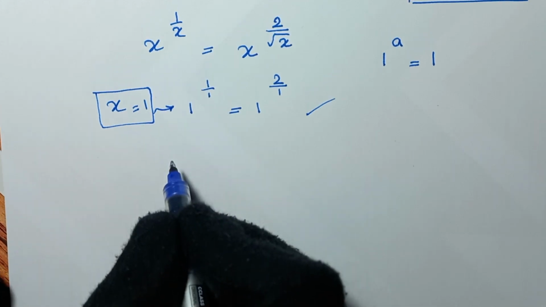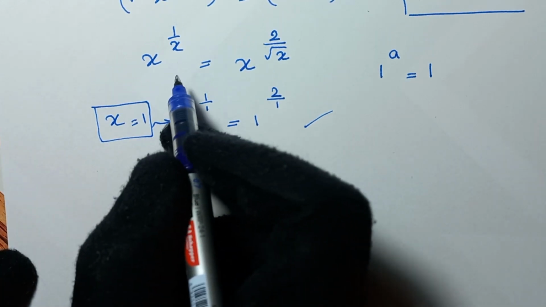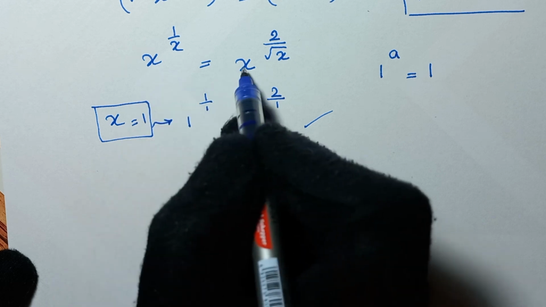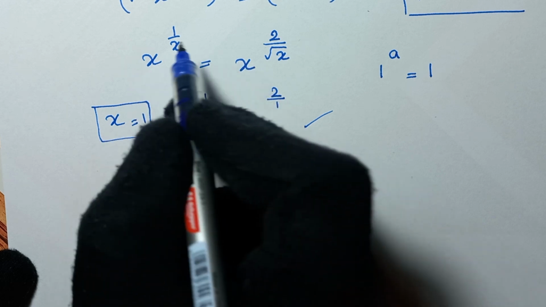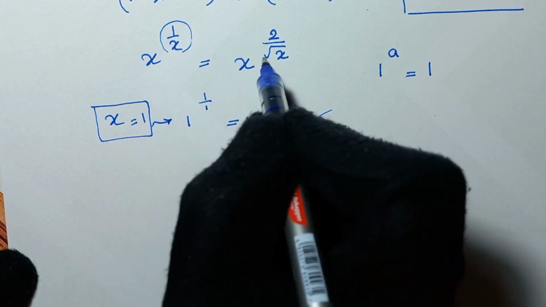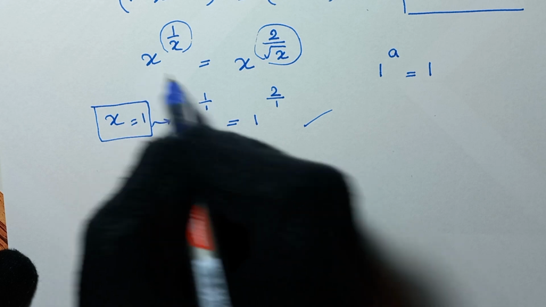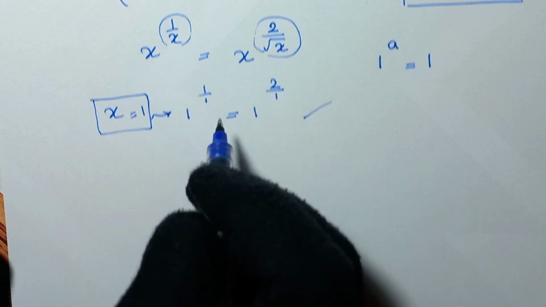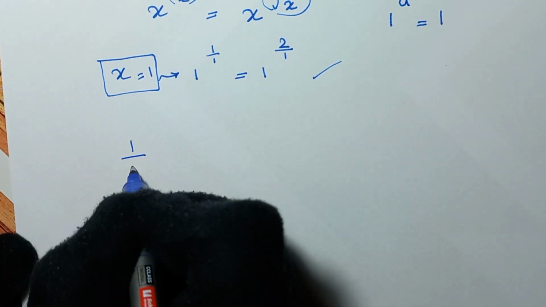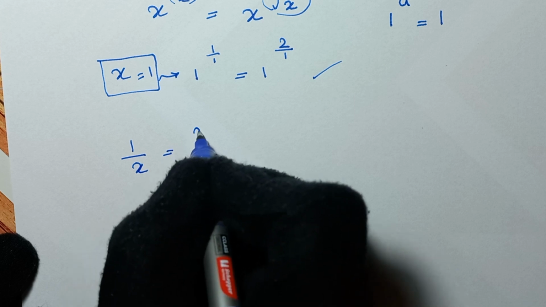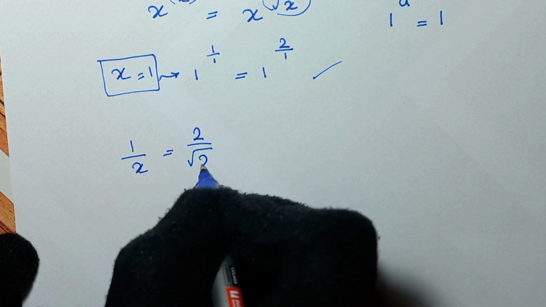And our second answer, in here, the base is common. The base is x. So these powers should be equal, right? This base is equal, so this power should be equal. So we write in here 1 over x is equal to 2 over square root of x.